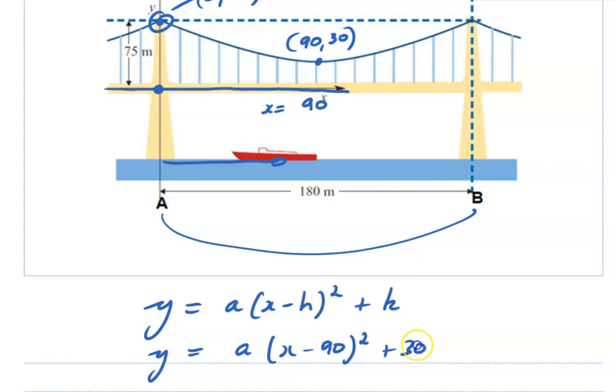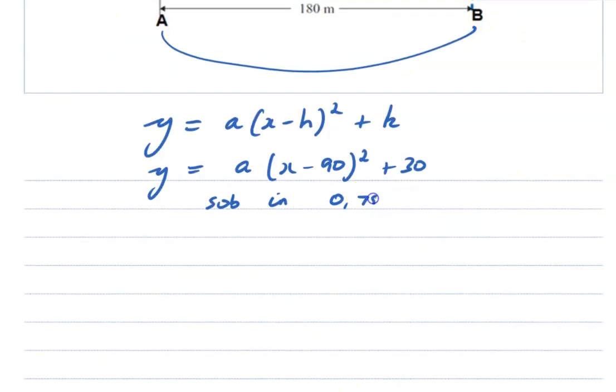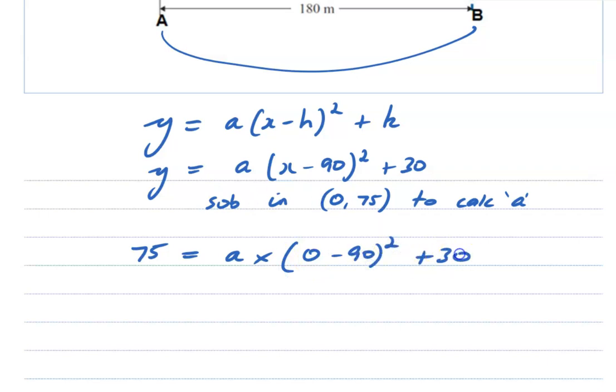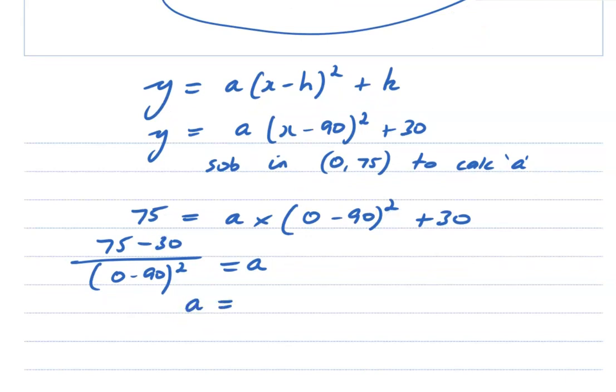and 30 up. Now we can sub in our 0, 75, to find our A, to calculate our dilation factor. So 75 equals A times 0 take 90 squared plus 30. To find A now, we'll subtract 30 from both sides, and then we'll divide by 0 take 90 squared, which is A. Using your calculator, A equals 1 over 180.